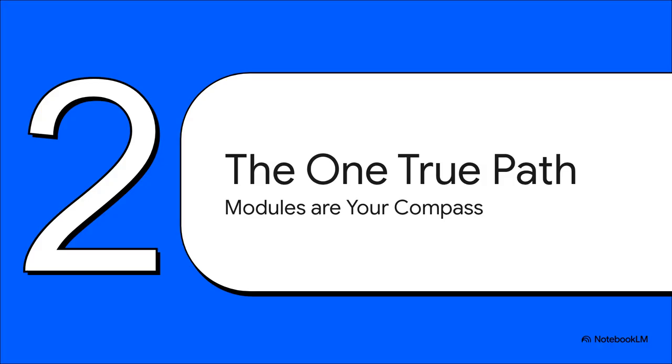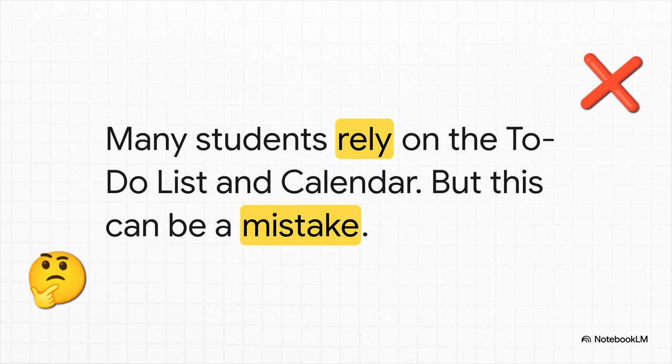All right, now for what we're calling the one true path. This is where we spill the beans on the absolute secret weapon for navigating this course, the modules section. Seriously, think of it as your compass. So a lot of students think, hey, Canvas has a to-do list and a calendar, that's all I need, right? I mean, it seems logical, but this is a super common trap.